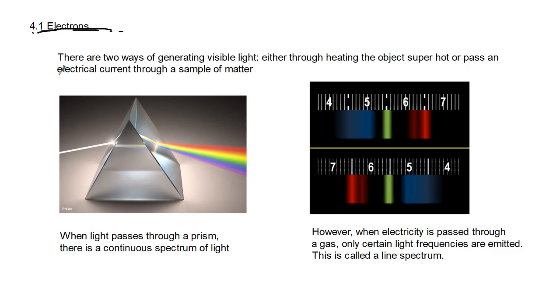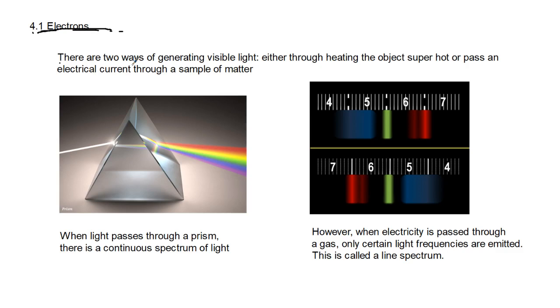Before we observe electrons, we have to find out where they came from first. There are two ways of generating visible light. You could either heat an object super hot or pass an electric current through a sample of matter. The hotter the object gets, the higher the light goes. If you microwave a fire, you get plasma, which is definitely not safe. Do not try it at home. The temperature of that is around 10,000 degrees Celsius, which is really, really hot.